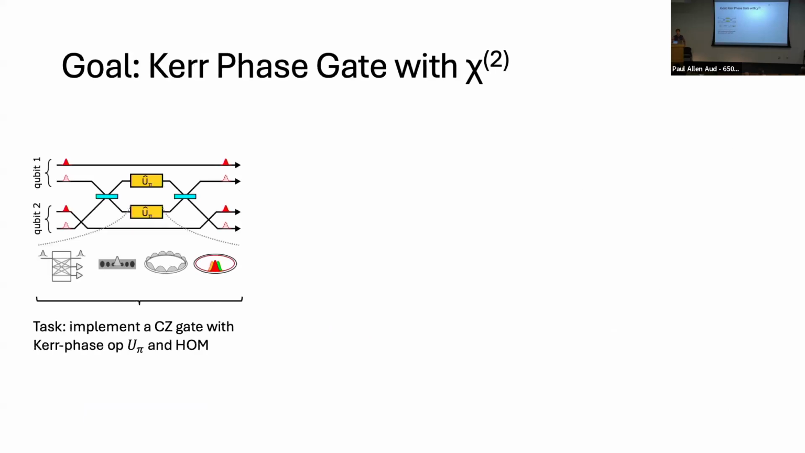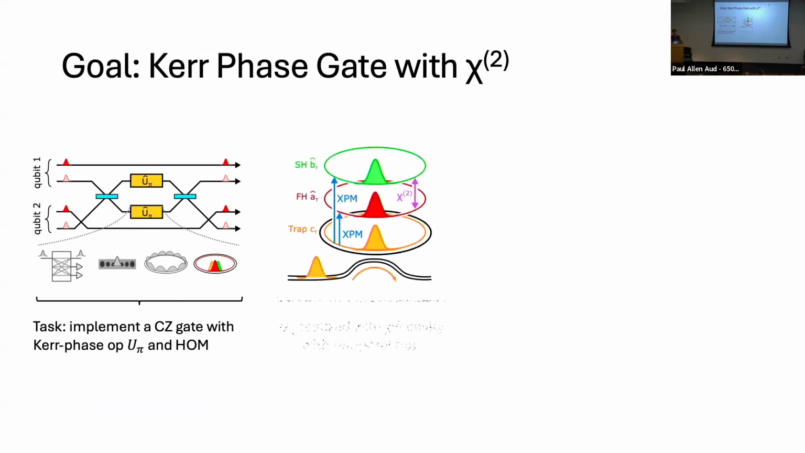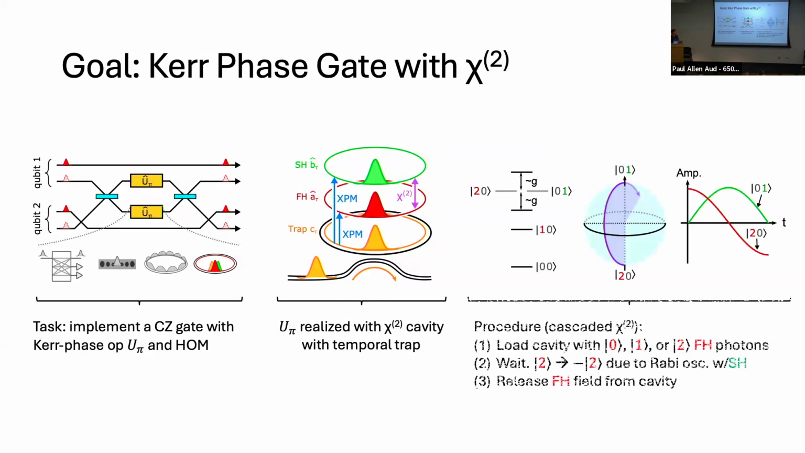And so let's simulate some quantum gates with this model. So remember, we want to implement this CZ gate with this Kerr phase operation. The way you do this Kerr phase operation is with this chi2 cavity. You're loading this cavity at the fundamental with either 0, 1, or 2 photons. And if there are 2 photons, then you have this mode splitting between the 2 fundamental photon state and the 1 second harmonic state. And you wait for 1 Rabi period for it to oscillate, and that oscillation accrues a pi phase shift.